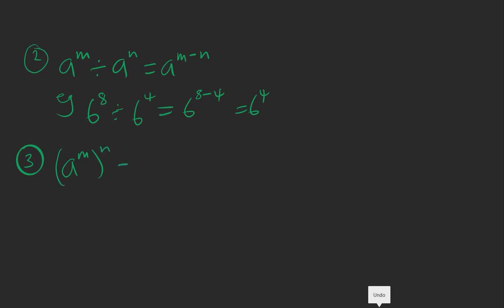The third rule of indices is a raised to the power m in bracket raised to the power n is equal to a raised to the power m times n, which is a raised to the power mn. An example is 7 raised to the power 2 in bracket raised to the power 3 is equal to 7 raised to the power 2 times 3, which is 7 raised to the power 6.